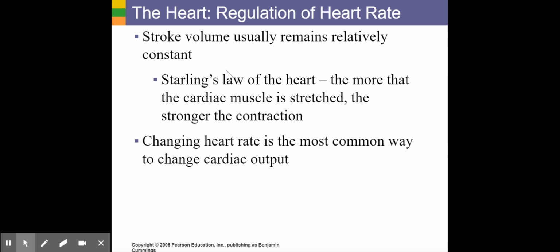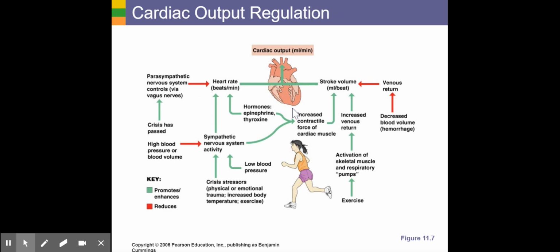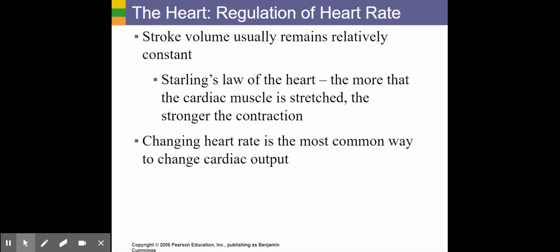All right. This whole thing of Starling's law. So the more cardiac muscle is stretched, the stronger the contraction. All right. That's the basics of what we were just collecting there. So the more blood coming in, you're going to have a stronger contraction because of that.